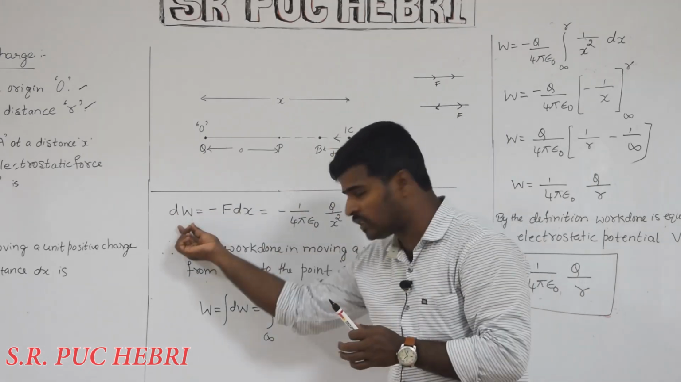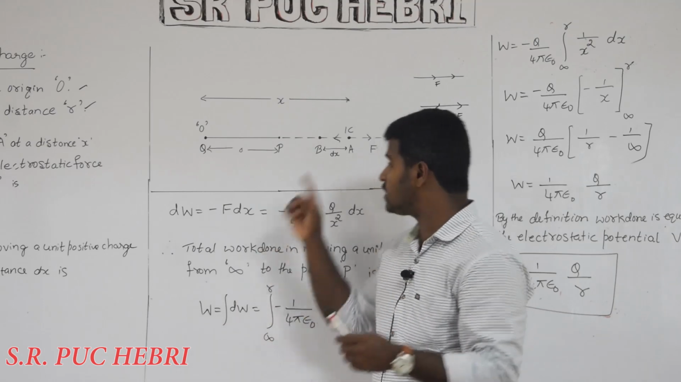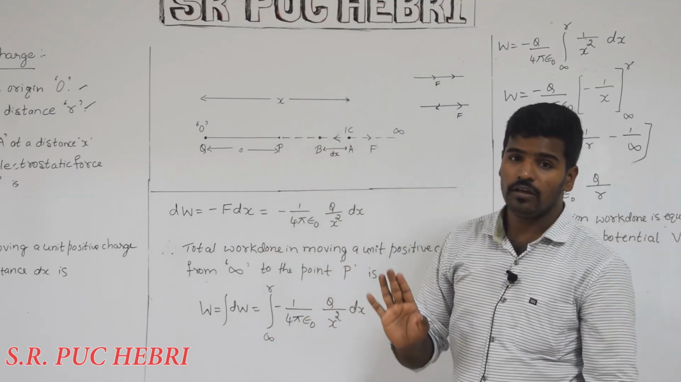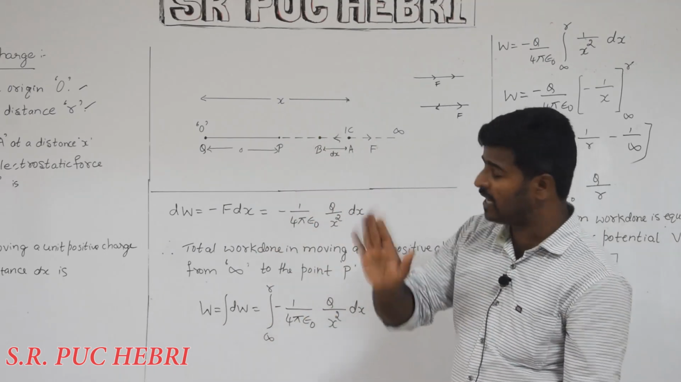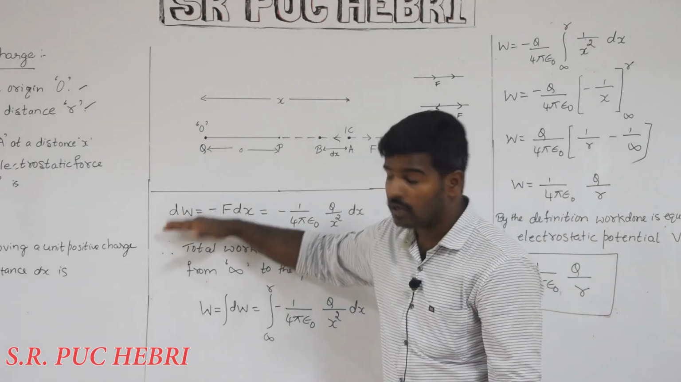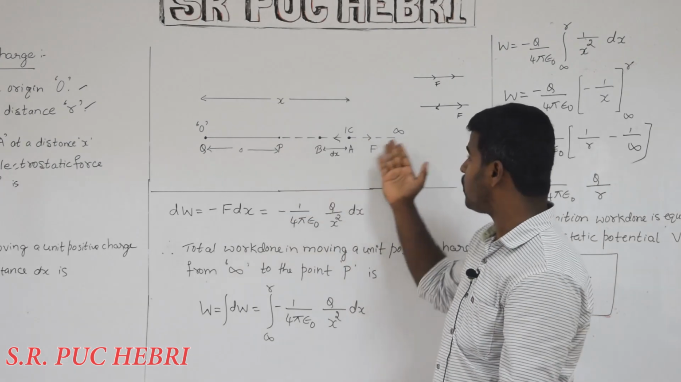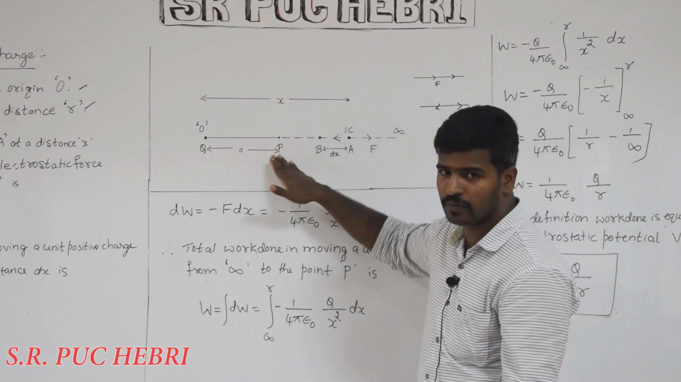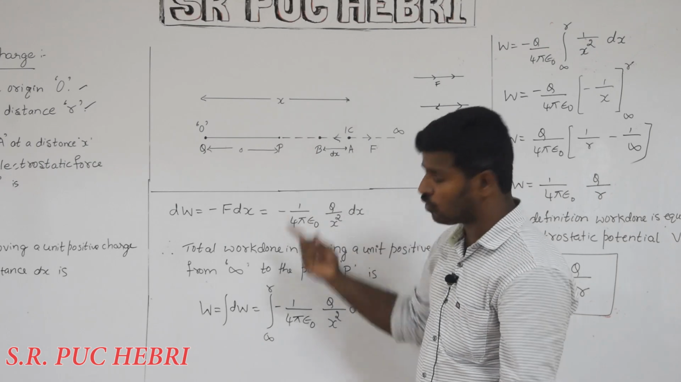Here dW is the work done considered from point A to B, when a 1 coulomb charge is moved from A to B. Now the same 1 coulomb of charge that I bring from infinity to P, therefore that is considered as the total work done.